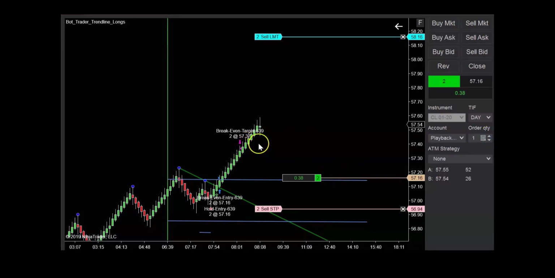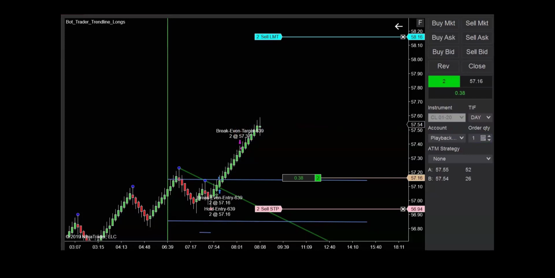You can see that the first target did in fact get hit. What does that mean? Well, guess what? Now you have a free trade, right? Even if price comes back and stops you out, you will not lose on this trade. Guys, that is the beauty about a trading robot. It's going to take all of the emotion out of your trading, and you can see it even lets you know break-even target got filled. Okay? That's how you know that this is now a break-even trade.